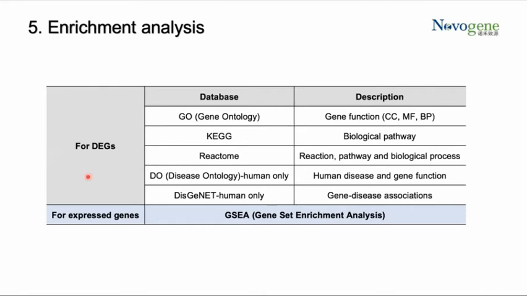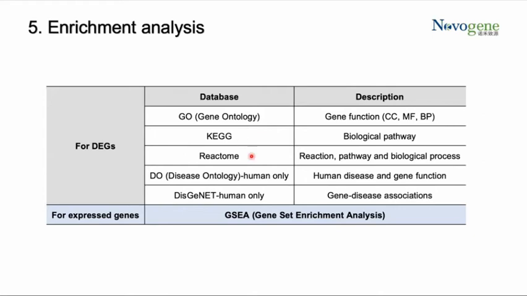And with our differentially expressed genes identified, we can move on to the next step, which is the enrichment analysis. So we will run GO enrichment, KEGG, Reactome, DO, or DisGeNET enrichment analysis for the differentially expressed genes. And we will also run GSEA, gene set enrichment analysis, for all expressed genes.